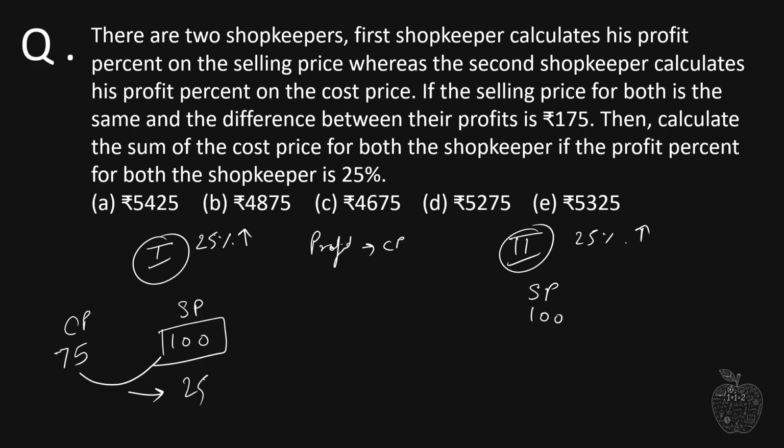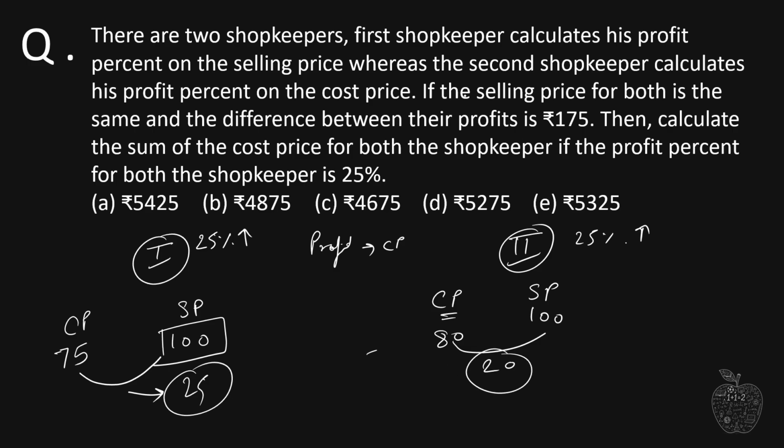And the other is calculating his profit on cost price the normal way, but we don't know the cost price, so let's calculate it. The question is telling us that he is making a profit of 25%. That means he is selling it at 125% of the cost price, and this gives us the selling price, which is 100. So 25 5s are 125, 4 2s are 8, so the cost price here is 80. And the profit here is 20. Here the profit is 25 and here the profit is 20.